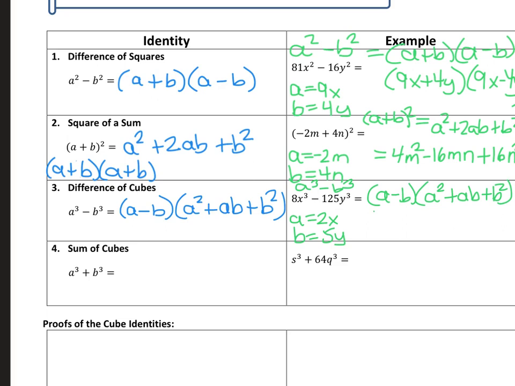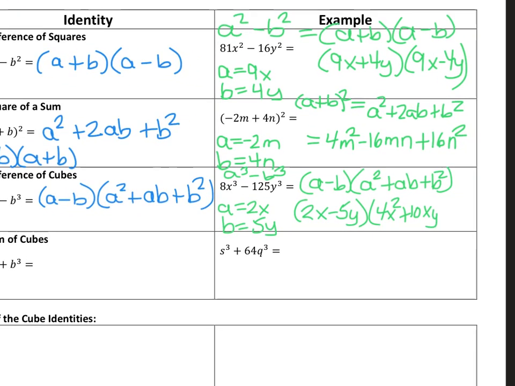So if I plug those in, I end up with 2x minus 5y squared, which is 2x squared, which is 4x squared, plus their product, which is 10xy, plus b squared. I'm going to have to move over here a little bit, which is 25y squared. So I can factor that difference of cubes into these two factors here.